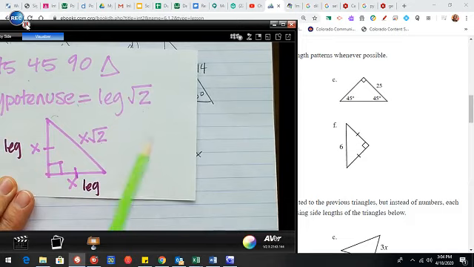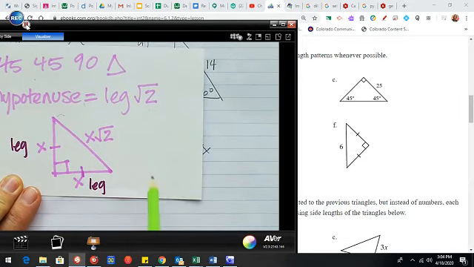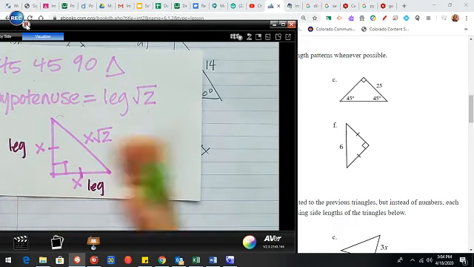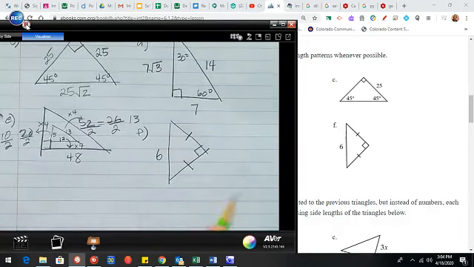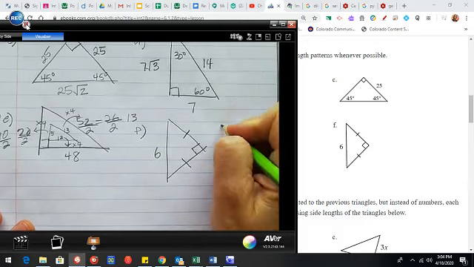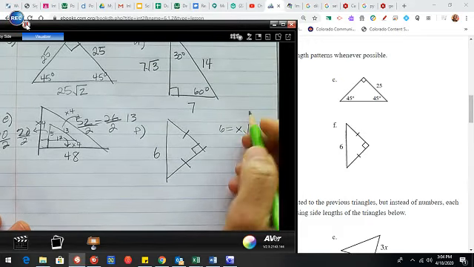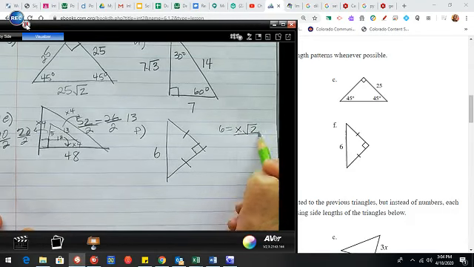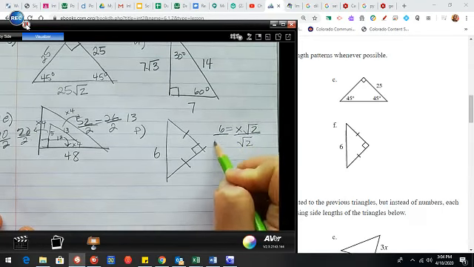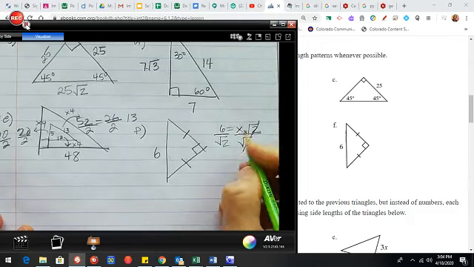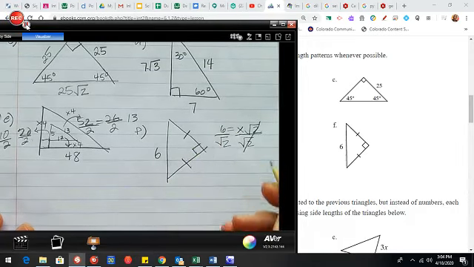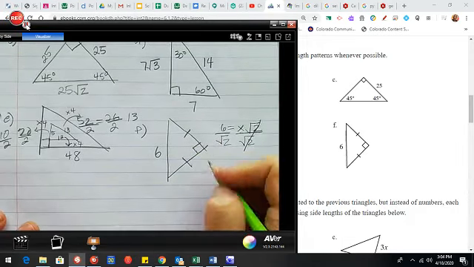Oh, this one is a little bit harder because it's giving me the hypotenuse and it's not 6 square root of 2. It's just 6. So we're going to go backwards and we're going to say 6 equals x times square root of 2. And then we're going to get x by itself by dividing both sides by square root of 2. So that's the answer. Khan doesn't let you put that in.